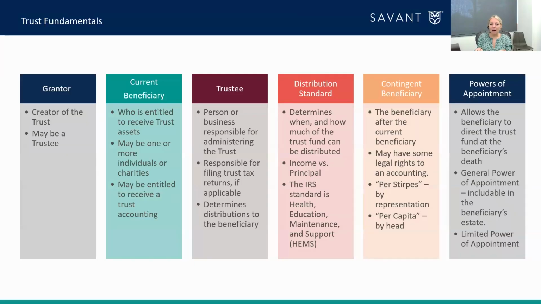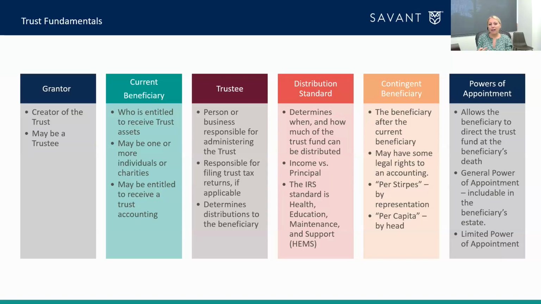So the other important topic that's going to come up a lot today is the distribution standard. So that is the what and when. What can my trustee distribute out of the trust to the beneficiary, and when can they distribute it?